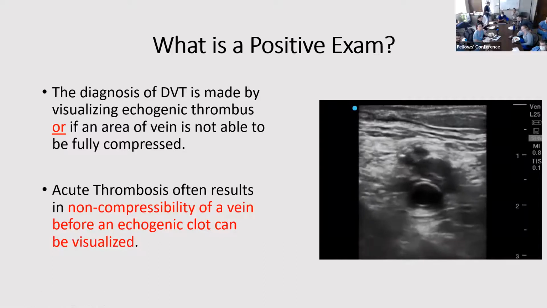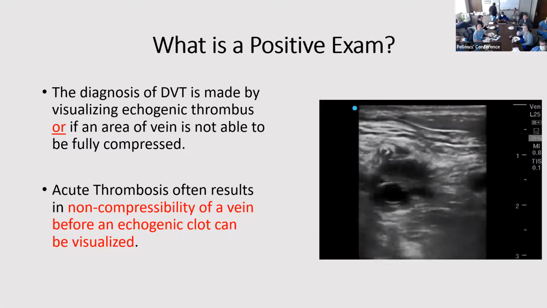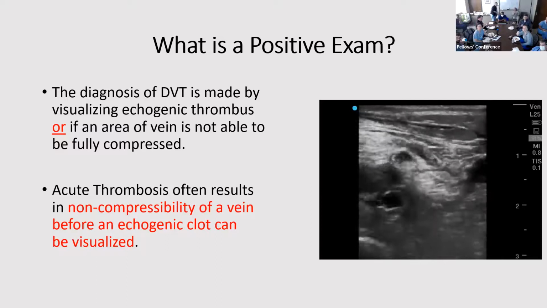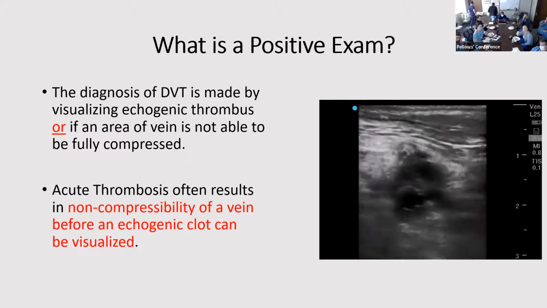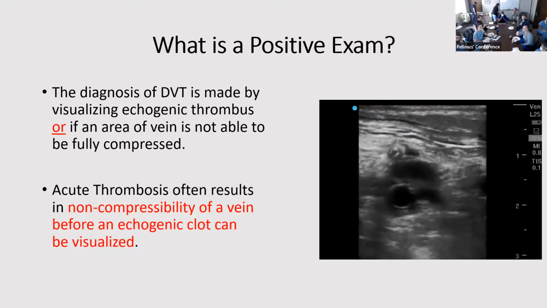So we can see we're trying to compress it. We see the artery compressing slightly. And we see that vein is not compressed at all. So again, the diagnosis of the DVT is made two ways, either visualizing a clot in the vessel or the vessel not being able to collapse. And again, acute thrombosis often just results in non-compressibility, like Evan said, because there's no fibrin yet to form that contingent clot.